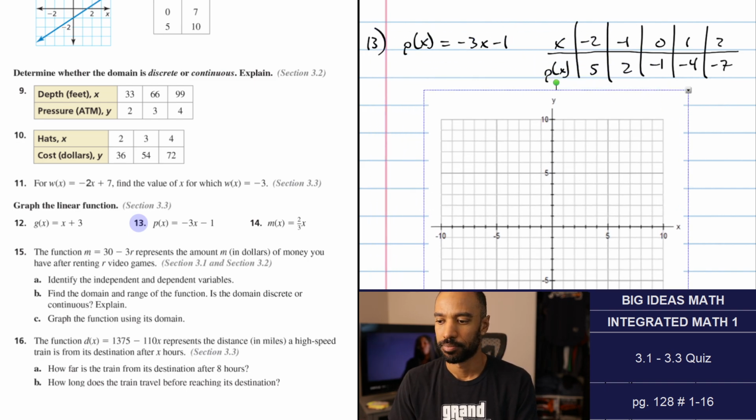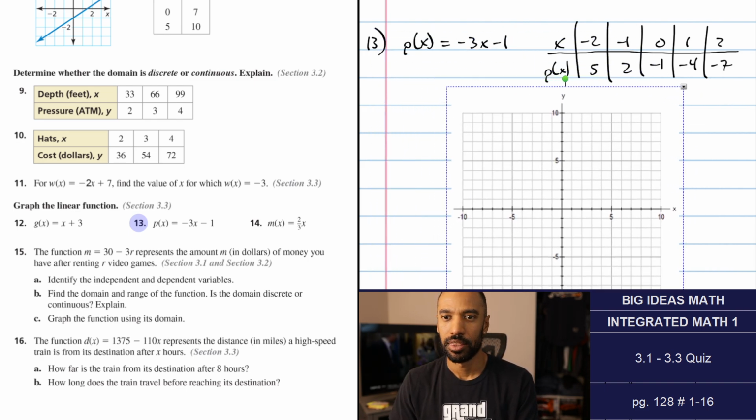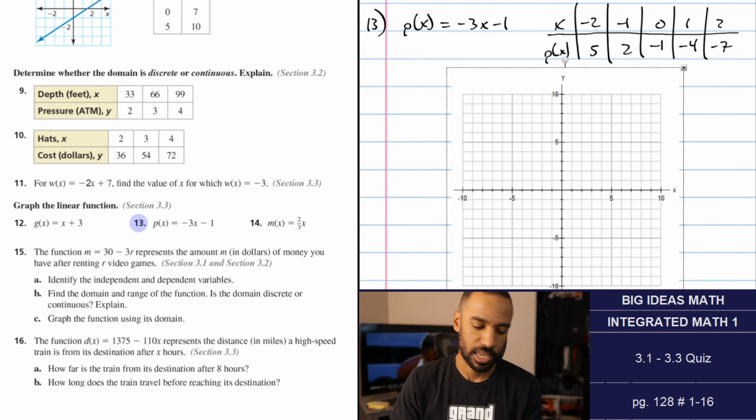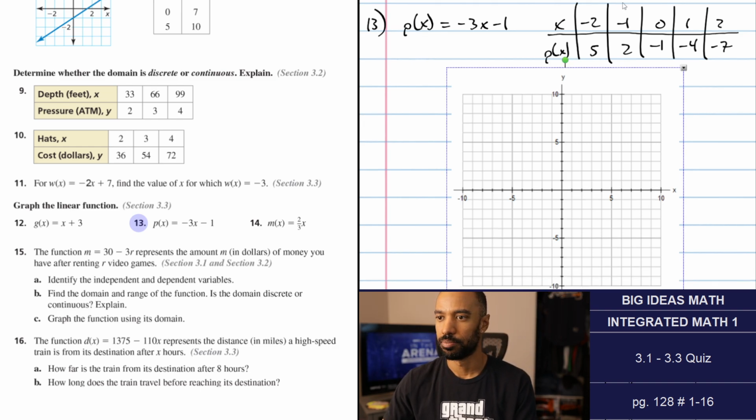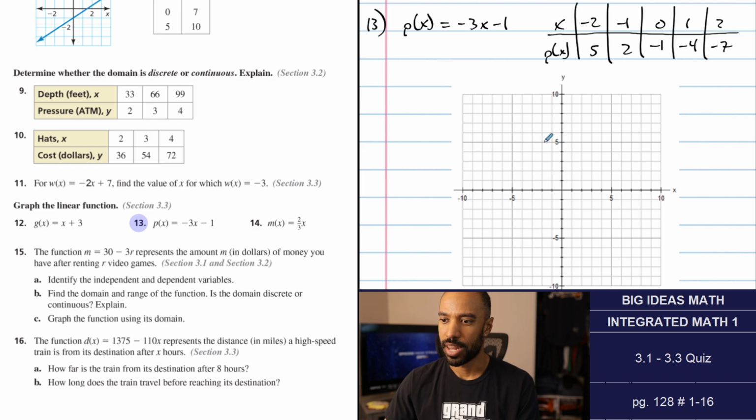So this graph, we can plot these points as well. They're a little bit steeper than last time, even though the x's are pretty tight still. The y's are a little more separate. -2, 5. -1, 2. 0, -1. 1, -4. And 2, -7.